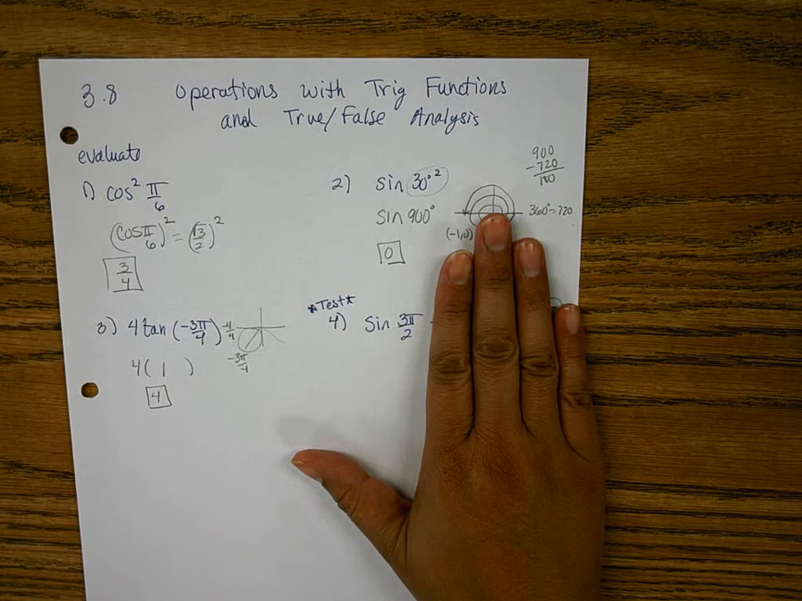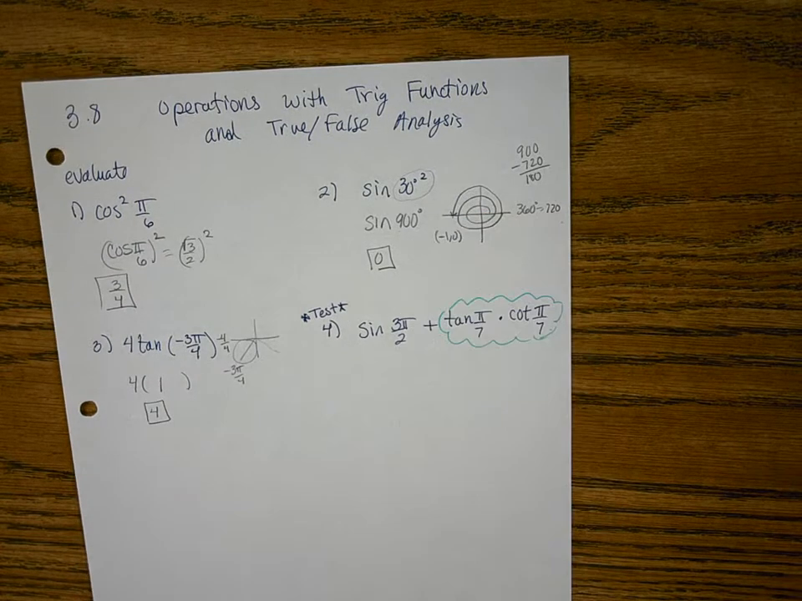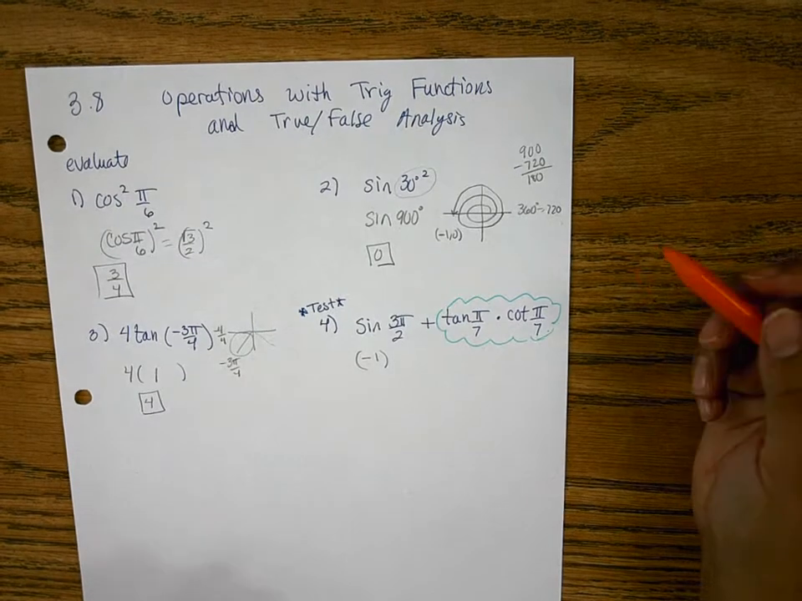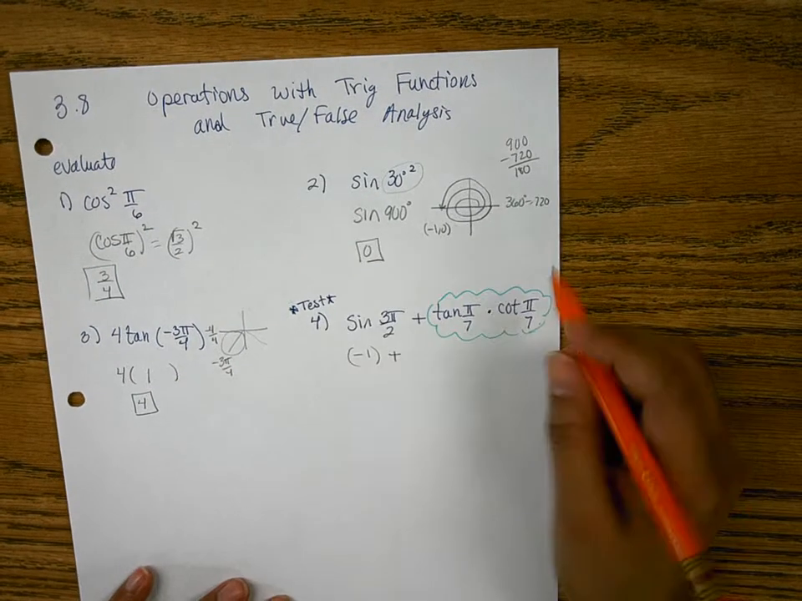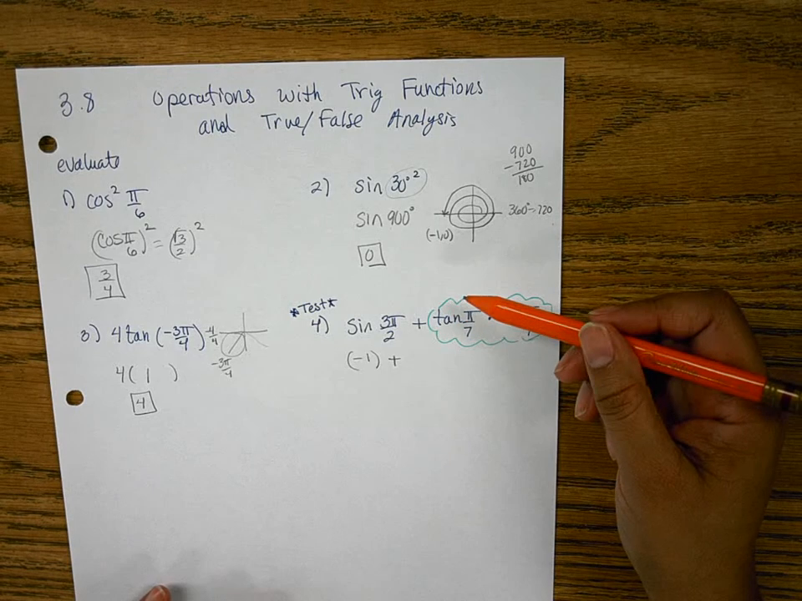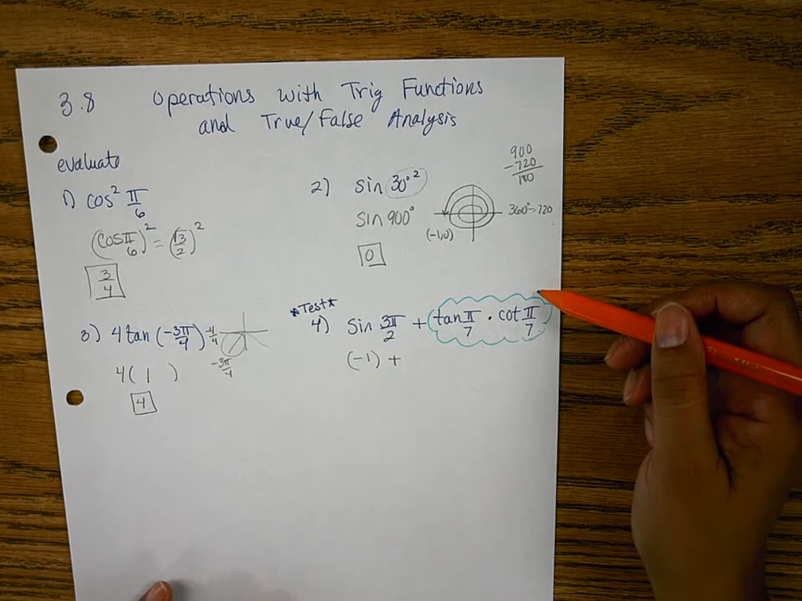Sine of 3 pi over 2, that is down at the 270. Sine is the y value, so it is -1. That was too fast. You can hit pause, look at your unit circle, and figure it out. Plus, what's going on here?